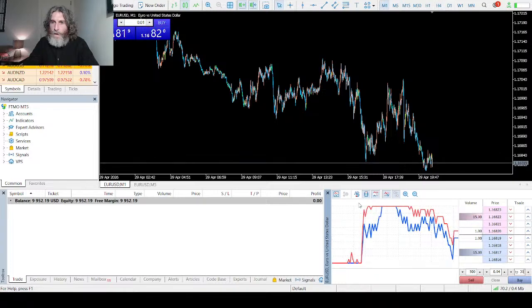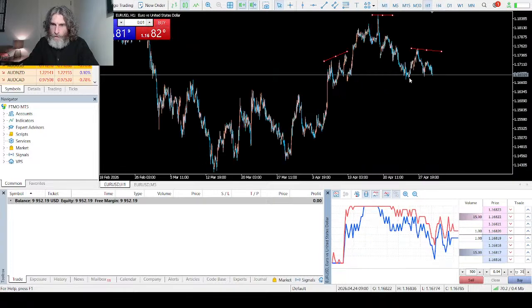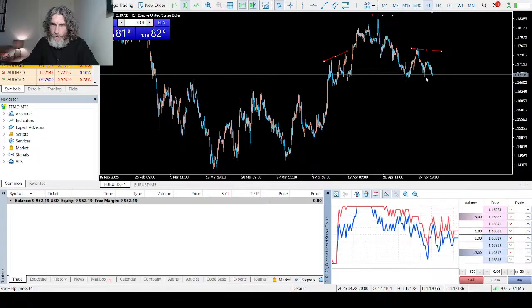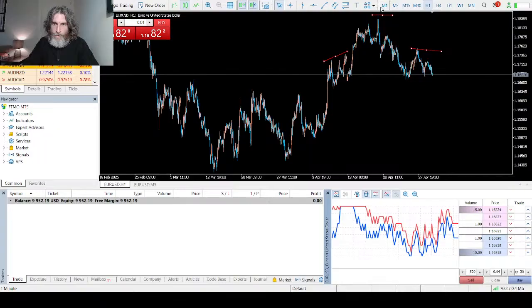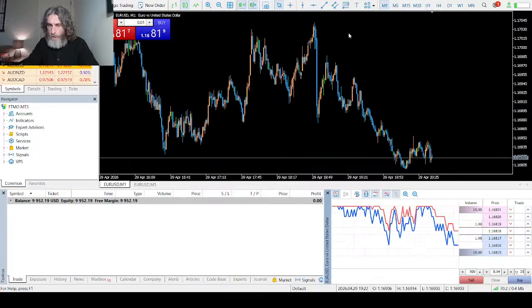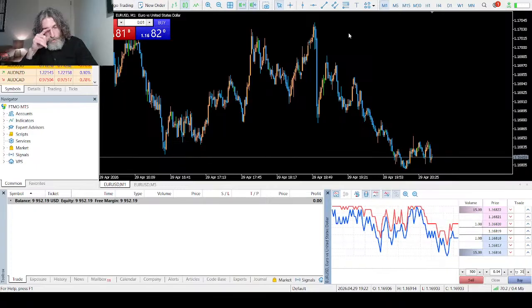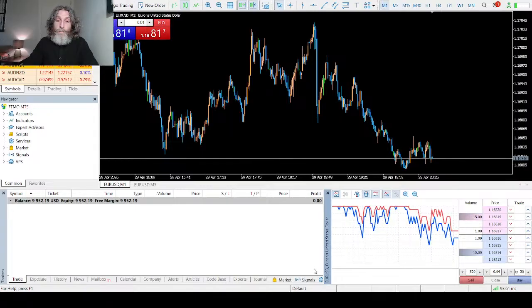All right, so because we are currently right at a support area right in here, I am going to play the long side to start out, and we'll just go from there. I probably will end up on both sides of the market unless we just get a directional move, then we'll just play in that direction.